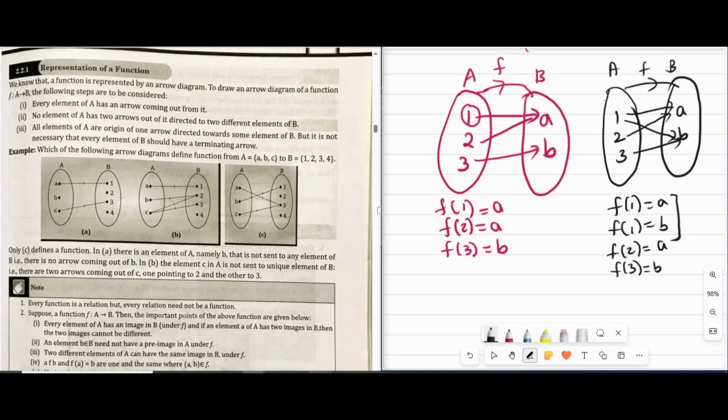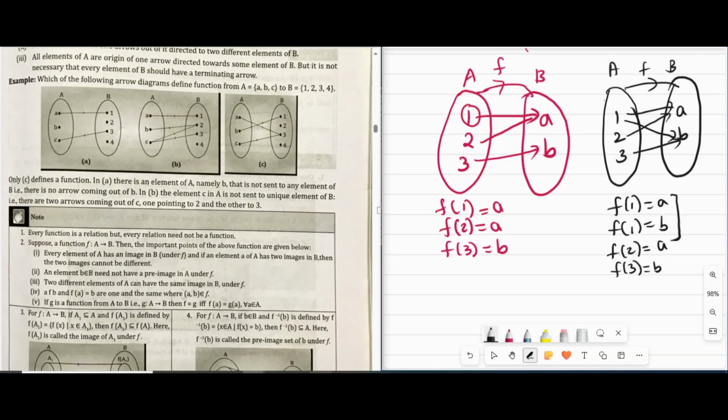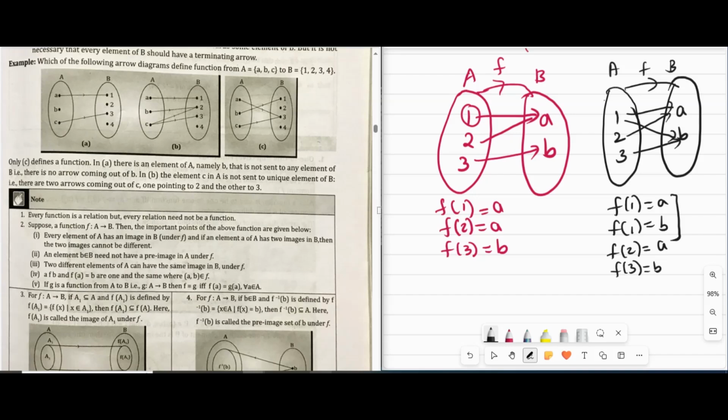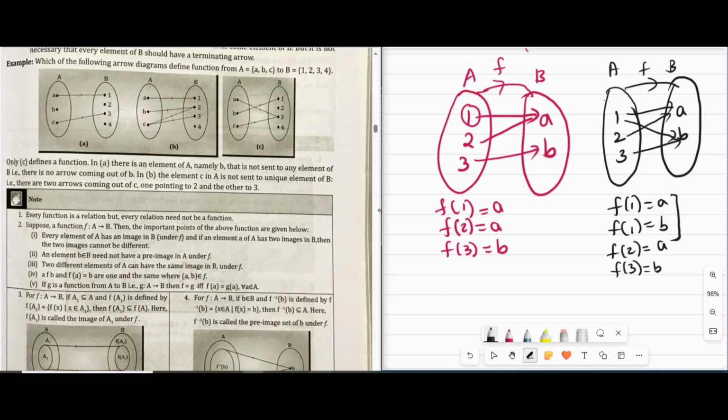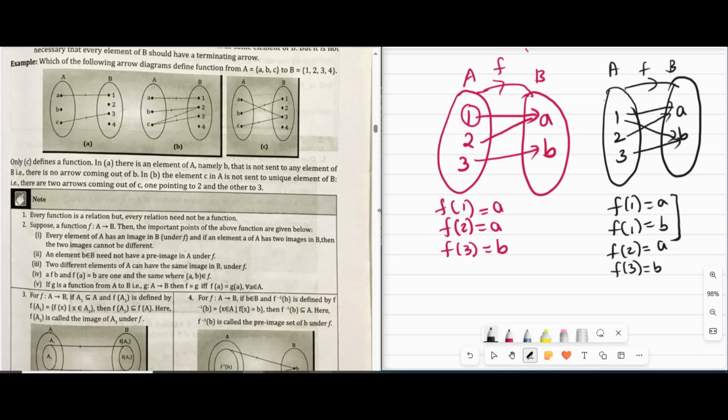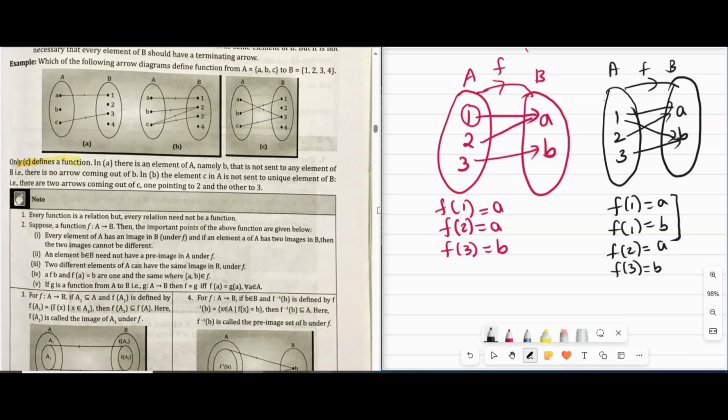So here they have given some examples. In the first, second, and third, we can see only C defines a function. Why does only C define a function? In A there is an element, namely b, that is not sent to any element of B. There is an element which has no image, therefore it is not a function.